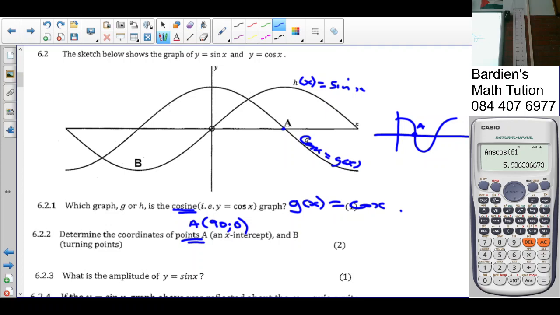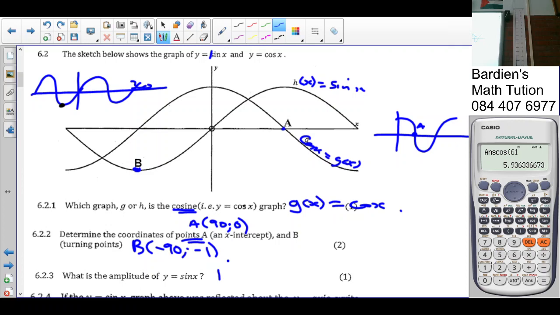B is the turning point. This is the turning point of the sine graph. Remember, what does the sine graph look like? It goes like that at 360, and it's doing that there. Not so? Now B is this coordinate here. You see that? What are the coordinates of B? Negative 90 and negative 1. Okay. How do I know it's negative 1 and not negative 2? Look at the amplitude, the number in front. What's the amplitude of sin x? That is 1. I just said that now.